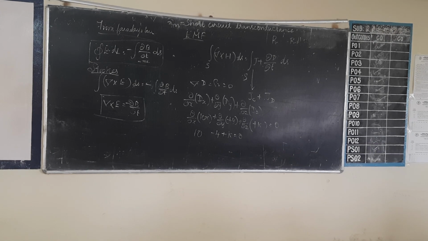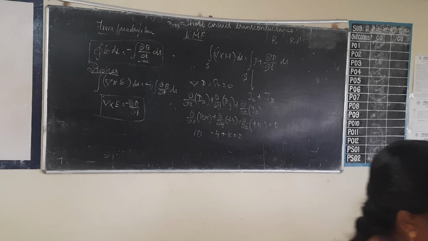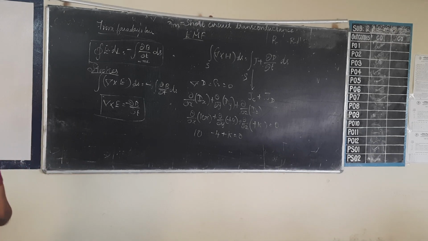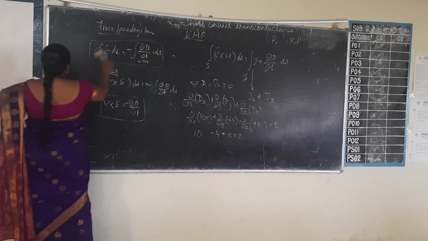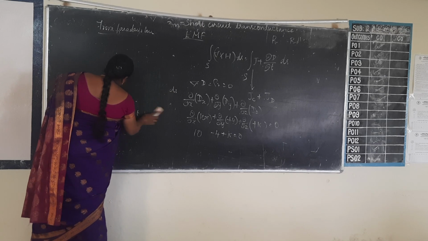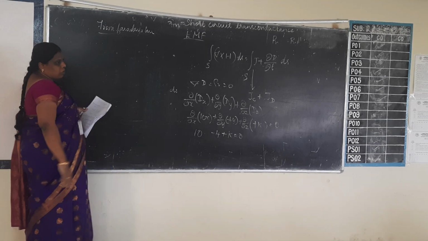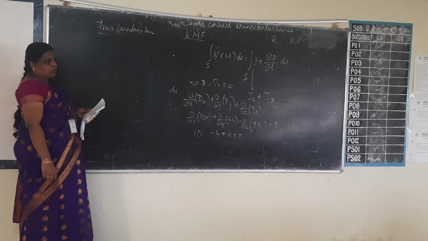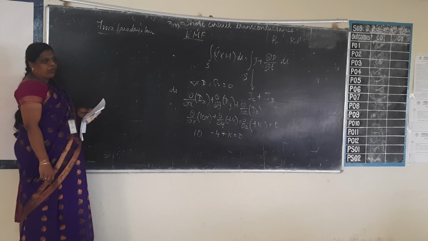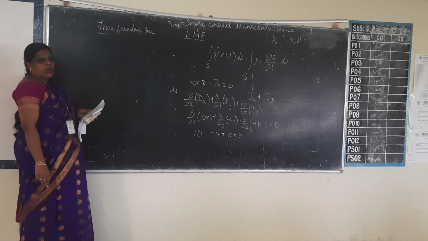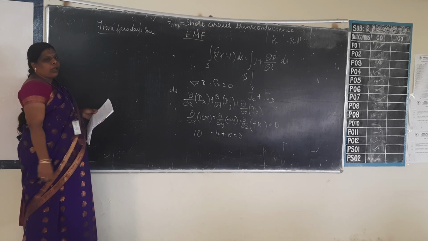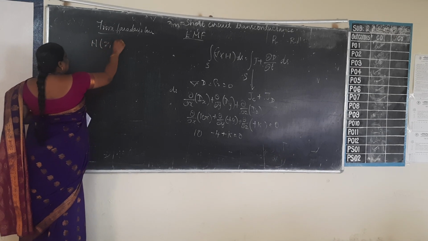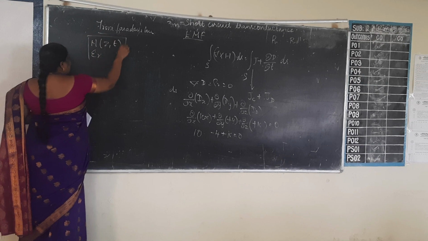Certain material has sigma equal to 0, mu r equals 1. If E equals 800 sine bracket 10 power 6 t minus 0.01 z, in a_y vector, V per meter. Using Maxwell's equation, find epsilon r and H of z comma t. And you are asked to find out the epsilon.